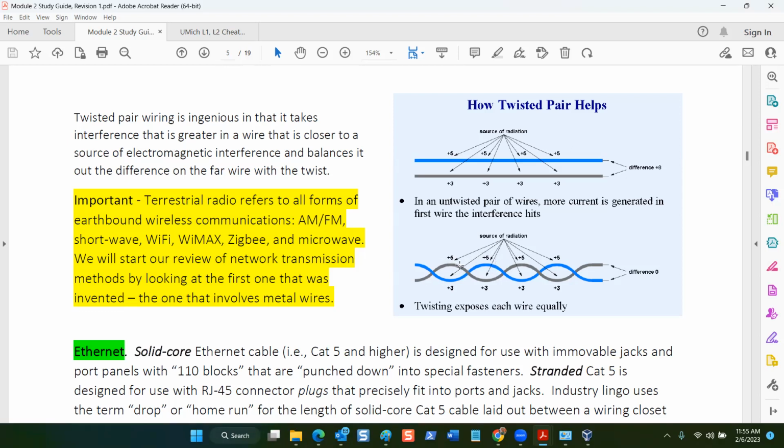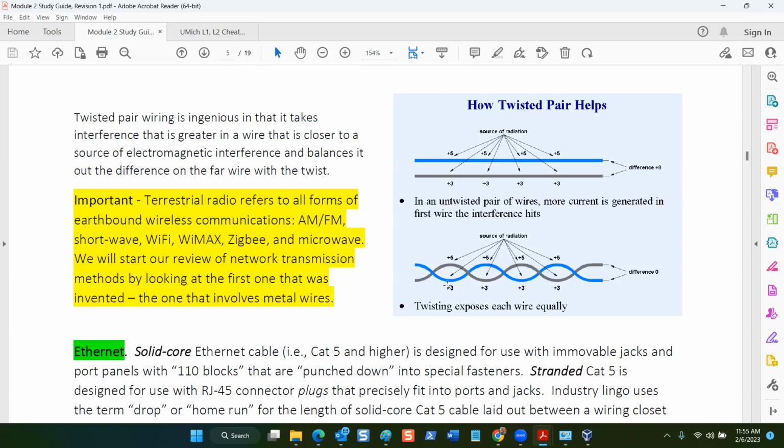And when you twist the wires, what happens is that the influence of differential radiation effects is balanced out. Let's say that again. The difference that you see here between radiation effects that occur because of the distance between the one copper wire and the other copper wire relative to a source of interference like a fluorescent light.